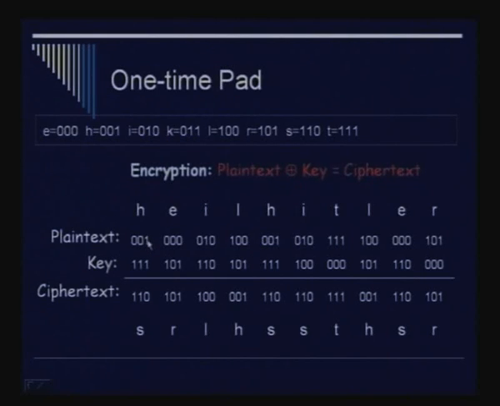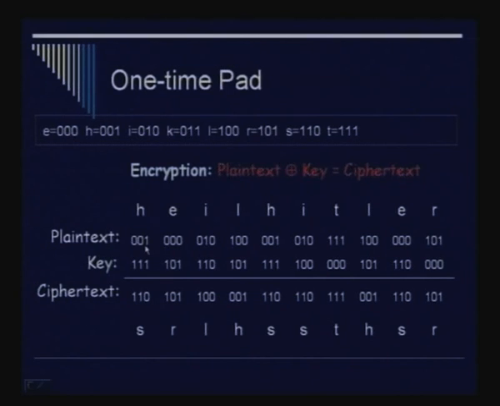Your plain text you can denote by some binary digits, and suppose your key is also some binary digits. Therefore, to obtain the ciphertext you just XOR your plain text and the key. The idea is that for every symbol you use, your key is again chosen at random. We have seen that, right?